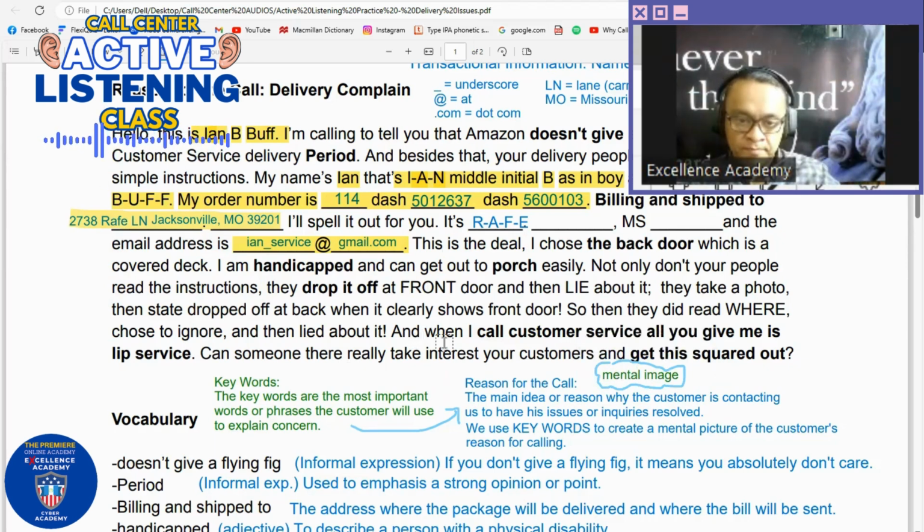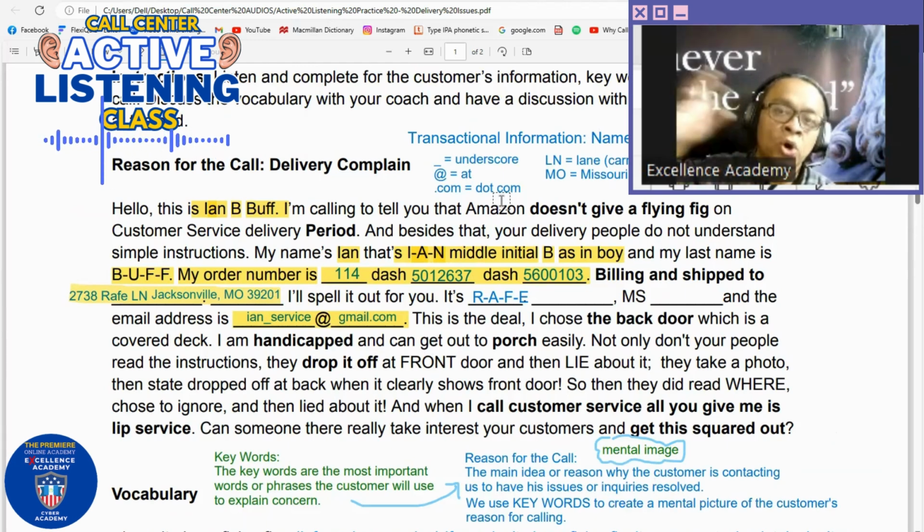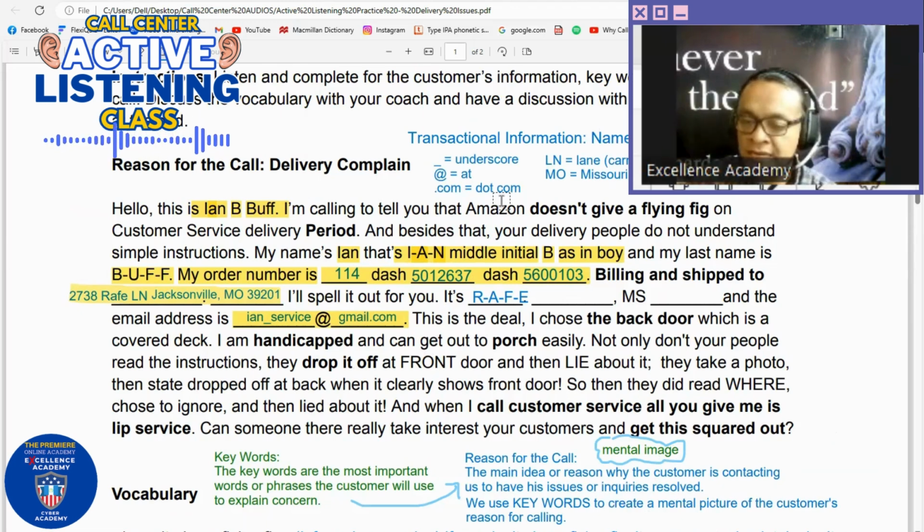Now, let's listen to the customer once again, but this time, don't worry about transactional information. Focus on the keywords. What could be the keywords here that he's talking about? Don't worry about needing to understand all the colloquialisms and expressions. That's not necessarily important right now. Let's listen to the keywords.